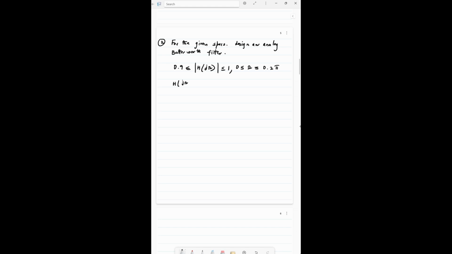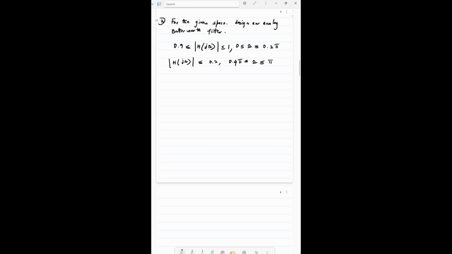Design of an analog Butterworth low-pass filter. The specifications are given. When you compare this question with the previous one, you will find that they have given the gains instead of the attenuation. In the last question, they had given you alpha p and alpha s, but here in this question, they are given just the gain, which is modulus of H of j omega, as well as omega p and omega s.